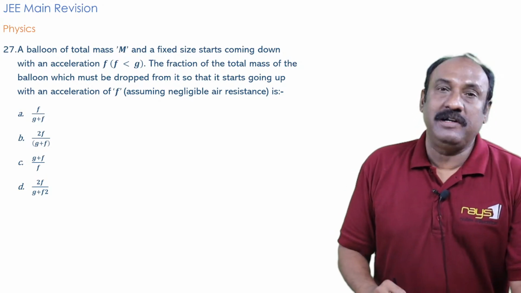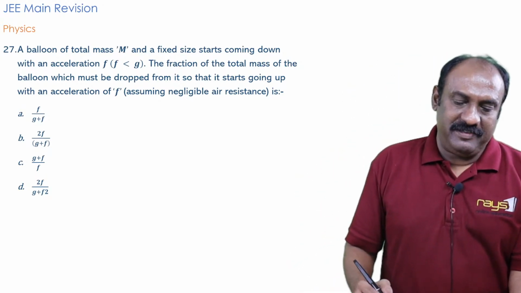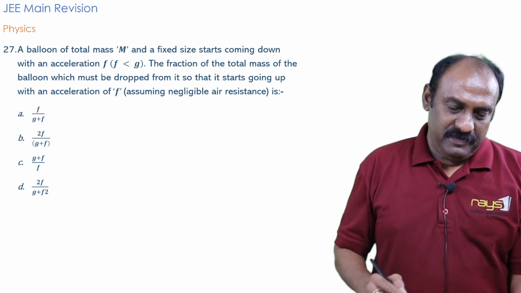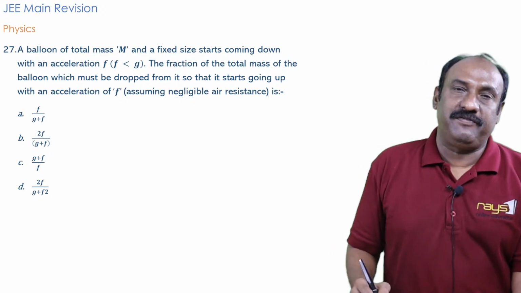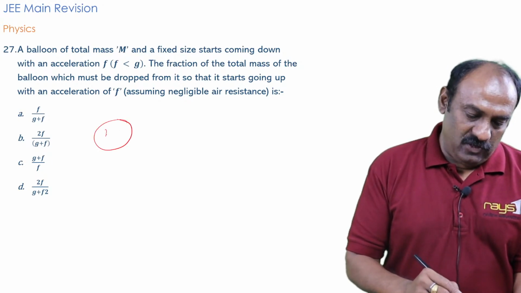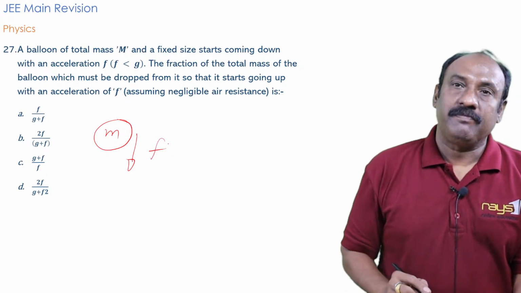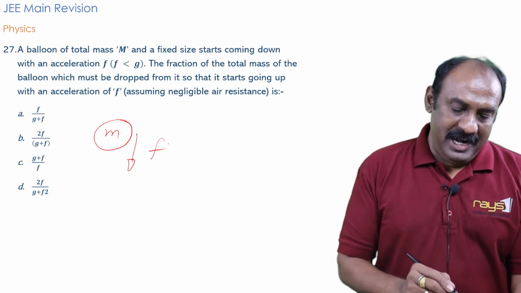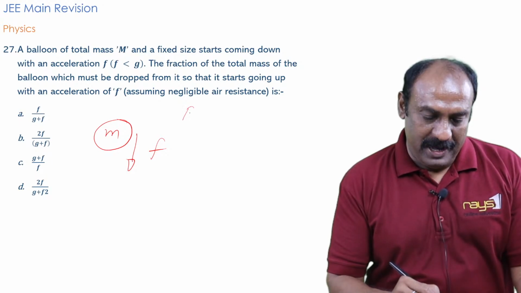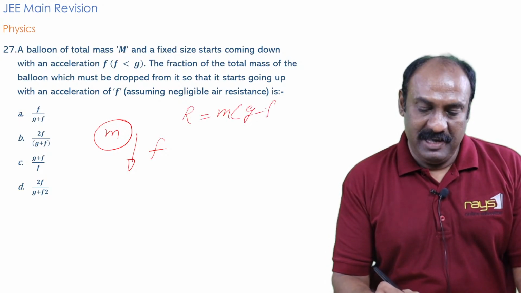Question number 27. A balloon of total mass m and fixed size starts coming down with an acceleration f. F is less than g. So, a balloon of some mass I do not know moves down with an acceleration f. What is the apparent weight of the balloon? Here, the apparent weight of the balloon equals m into g minus a, that is f.